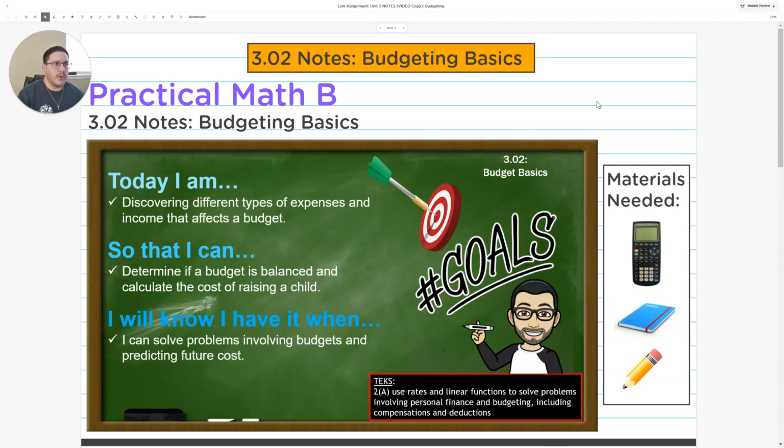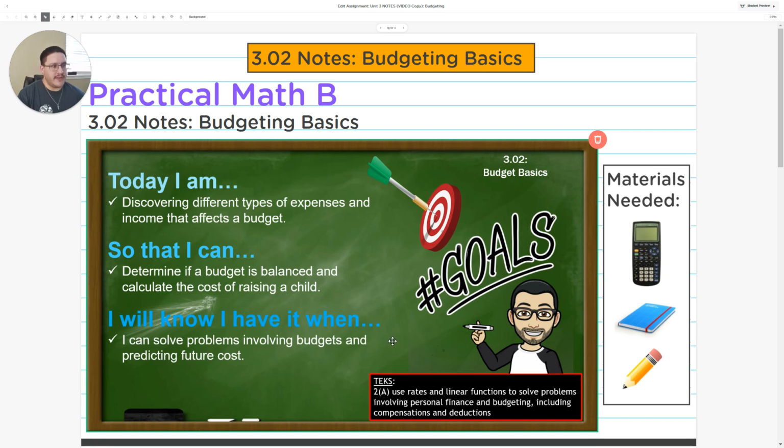This is section 3.02 of the Unit 3 Notes, Budgeting Basics. Today I am, as in you are the student, discovering different types of expenses and income that affect a budget so that I can determine if a budget is balanced and calculate the cost of raising a child. I will know I have it when I can solve problems involving budgets and predicting future costs.